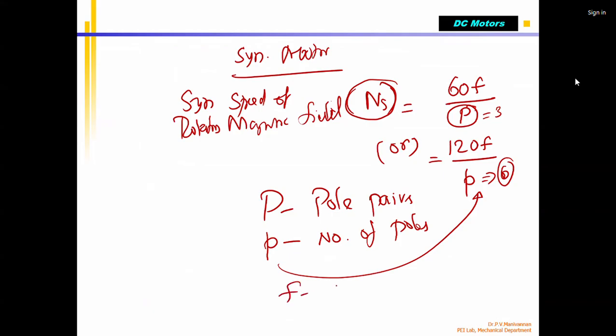Now F is the supply frequency. In India, generally we say 50 hertz. Supply frequency F equals 50.